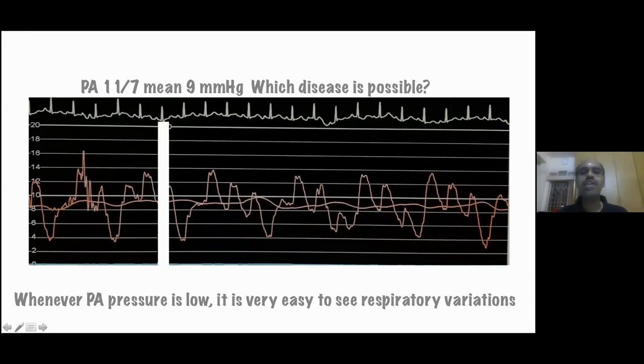Whenever you are having very low pulmonary artery pressures, it is very easy to appreciate the respiratory variations widely, because the normal variation of the intrathoracic pressure of 3 to 4 centimeters of water is transmitted significantly on the traces, and so there will be quite a lot of fluctuations of the pulmonary artery pressure in every patient who is having low pulmonary blood flow. There is another question now.